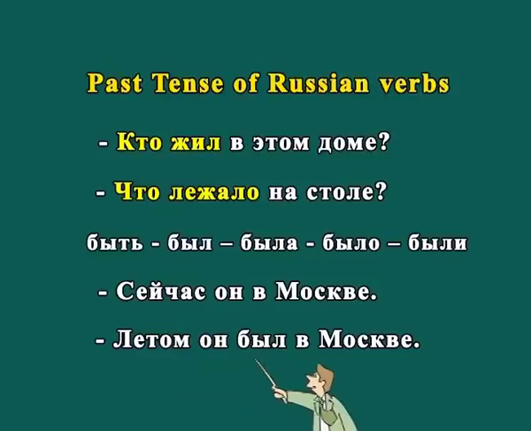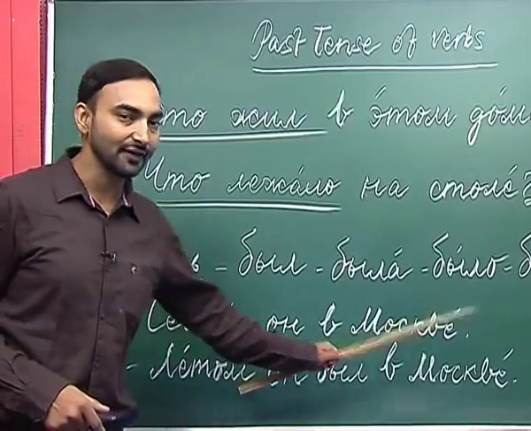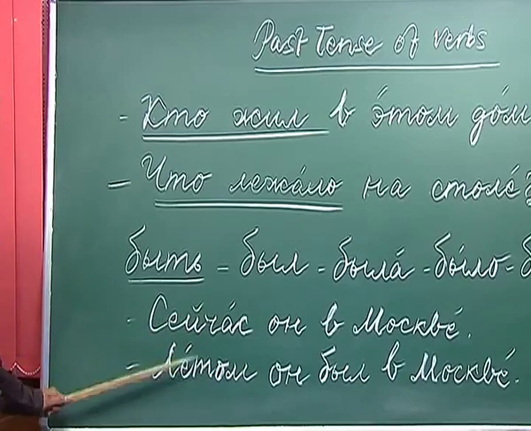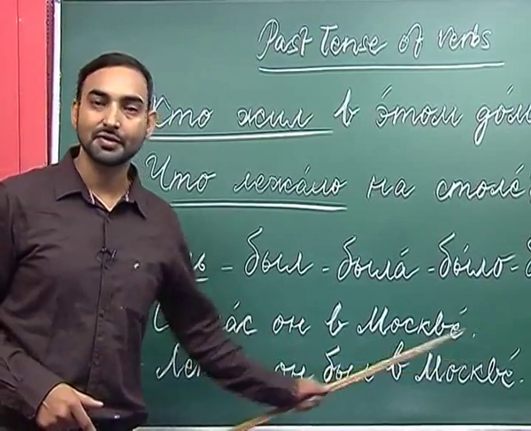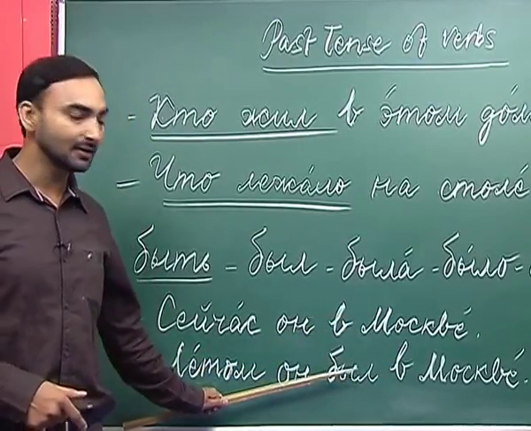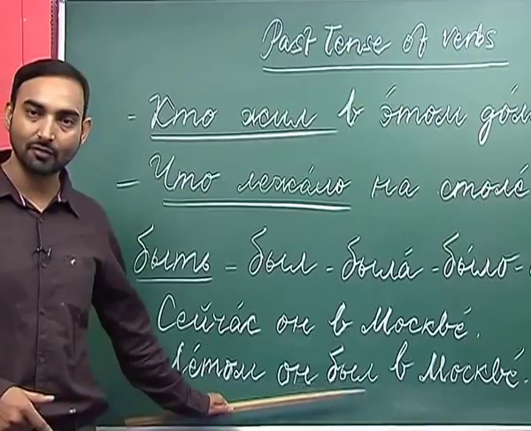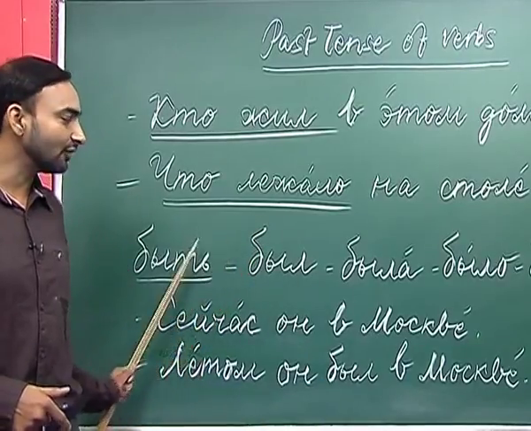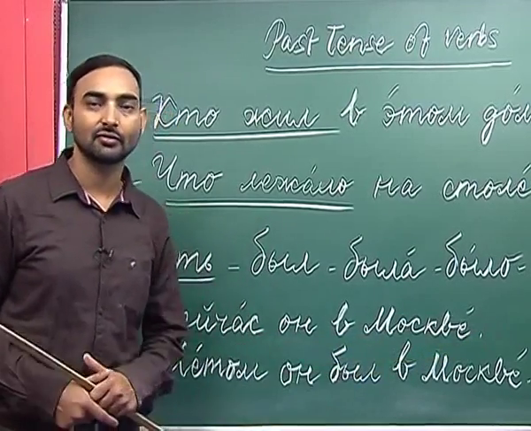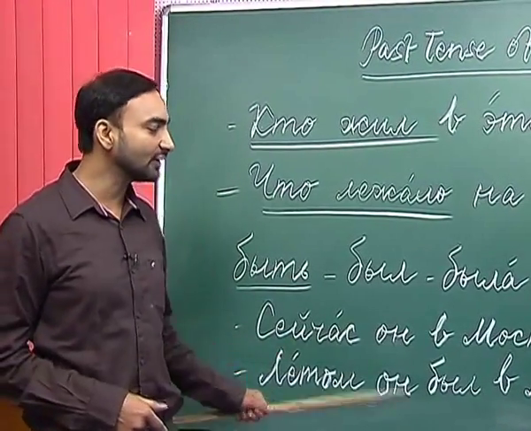Another sentence is летом он был в Москве. Летом is in the summer season, or in the summer he was in Moscow. So, here this is the past tense, that is why we are using the past tense form of быть, and the subject is он, masculine, that is why we have used the masculine form of the past tense of the verb быть, which is был. Летом он был в Москве. So, he was in Moscow during summers, or in the last summer he was in Moscow.